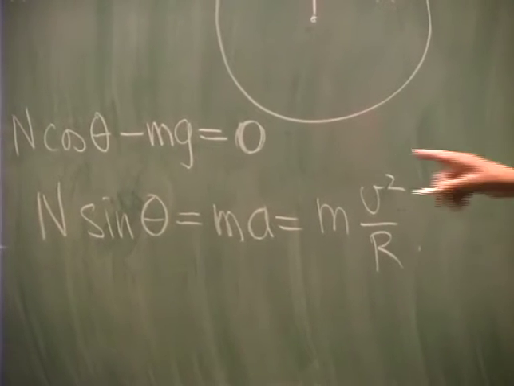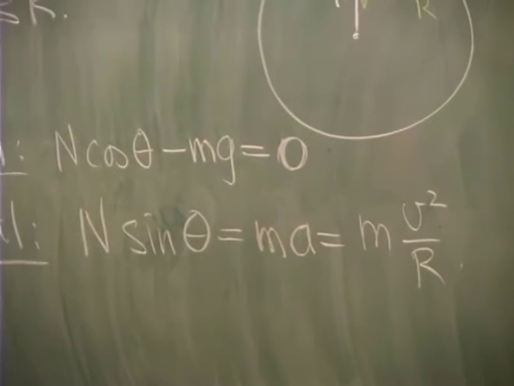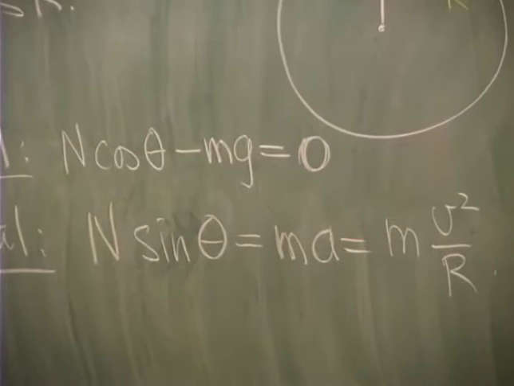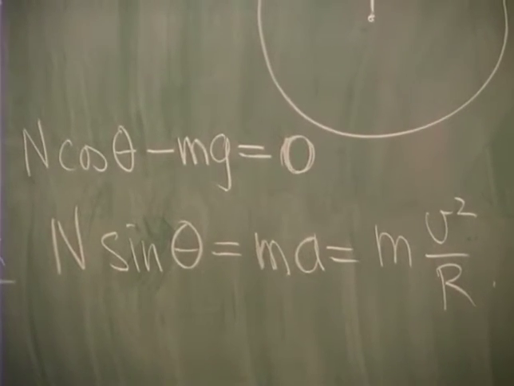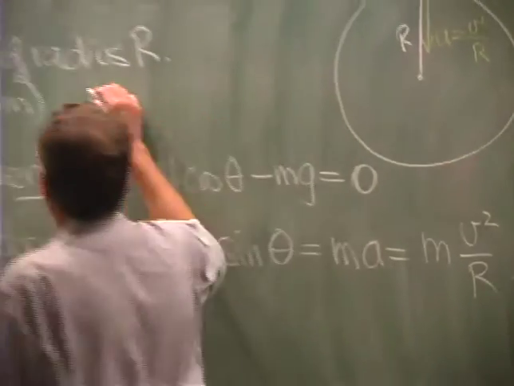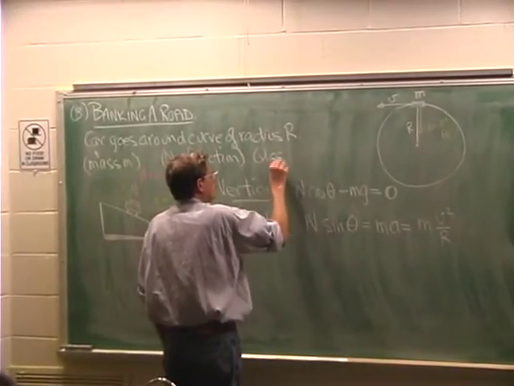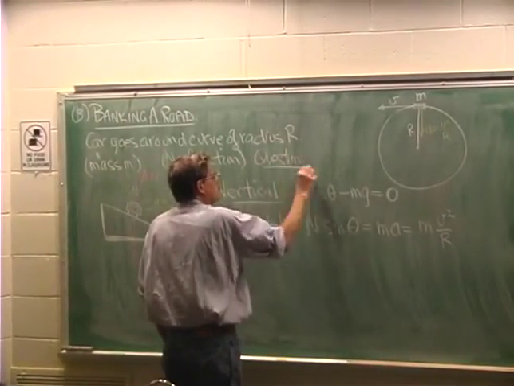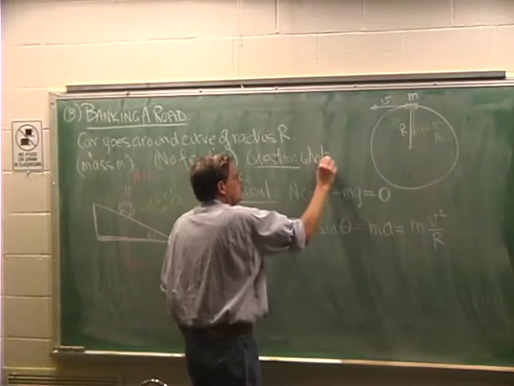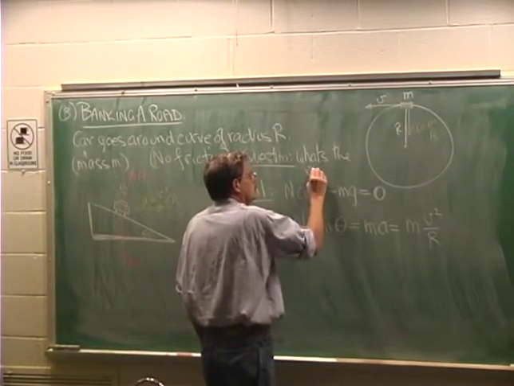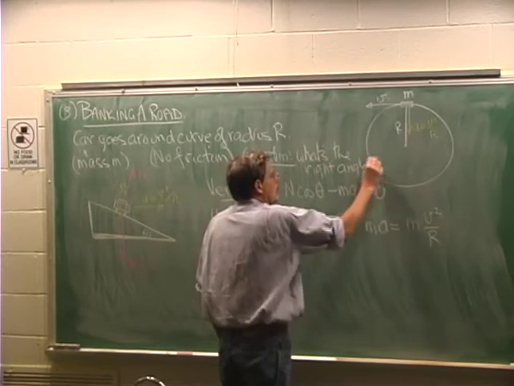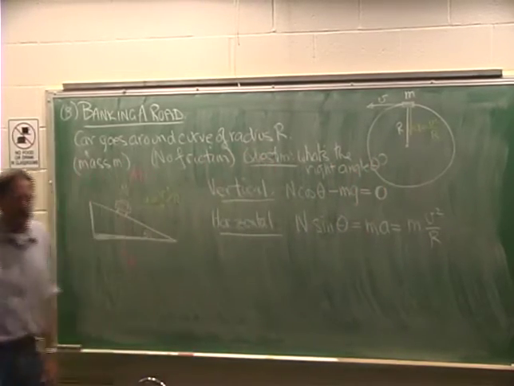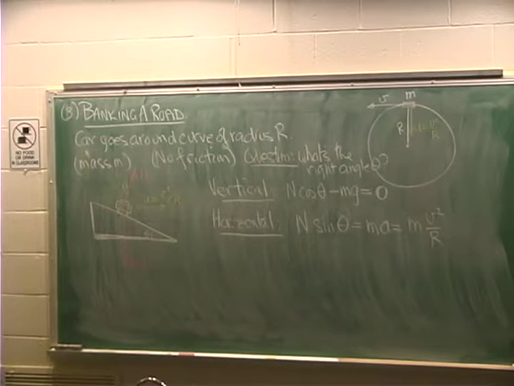So here's the vertical equation of motion. Here's the horizontal equation of motion. Now I want to put them together to find out what the angle is. I never said what the question was here. Question: what's the correct banking angle theta? That's what I want to find.